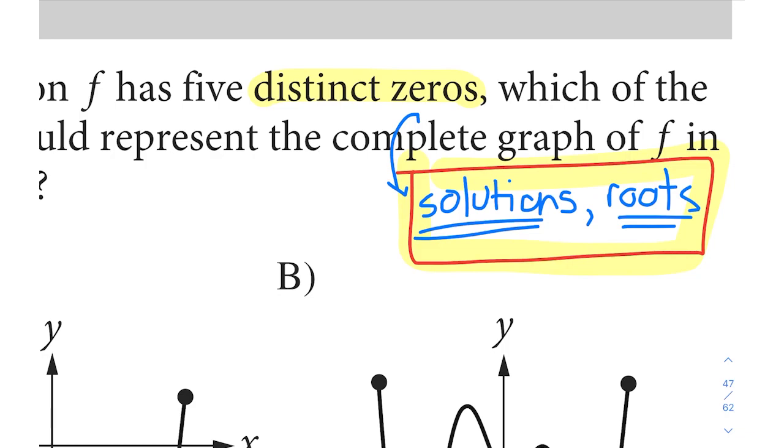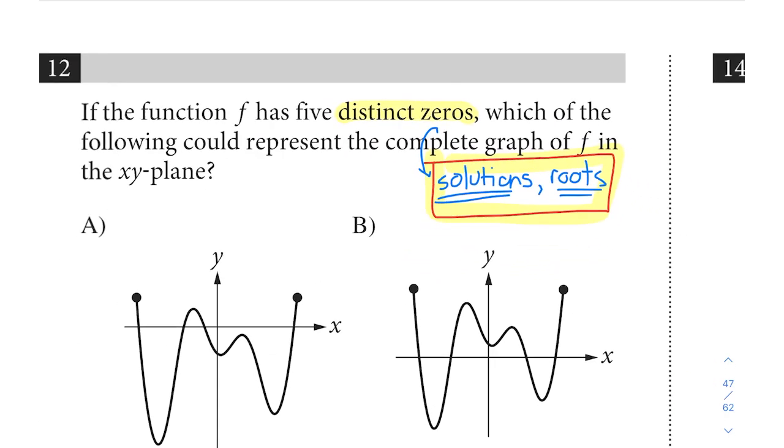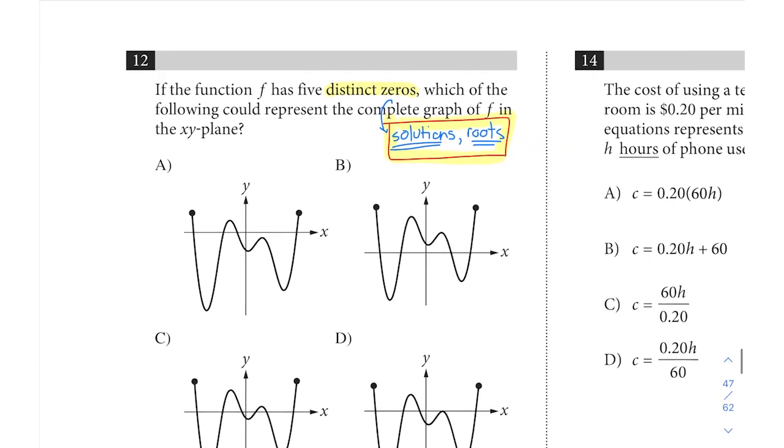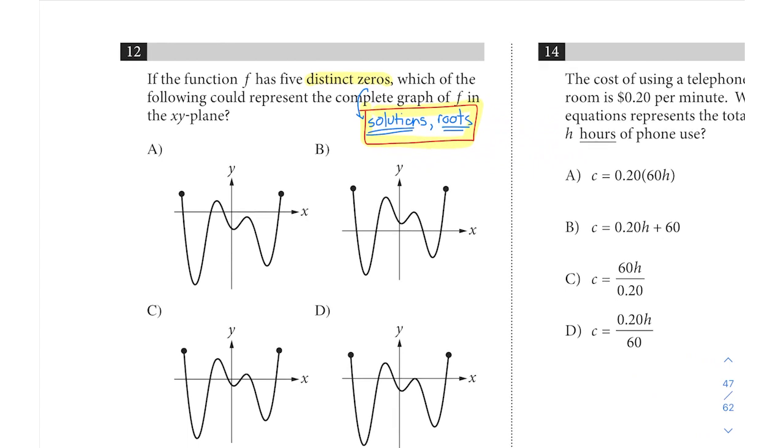So I'm going to put a big box around this and make sure that's something you memorize, because when you see a question like this, luckily, we don't have to do much math, but we do have to understand the terminology to get this right. 5 distinct zeros just means 5 solutions or 5 roots.